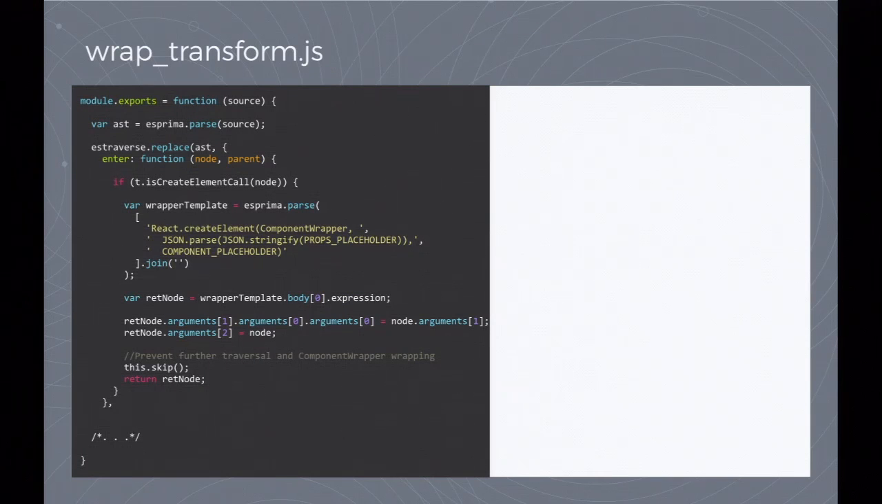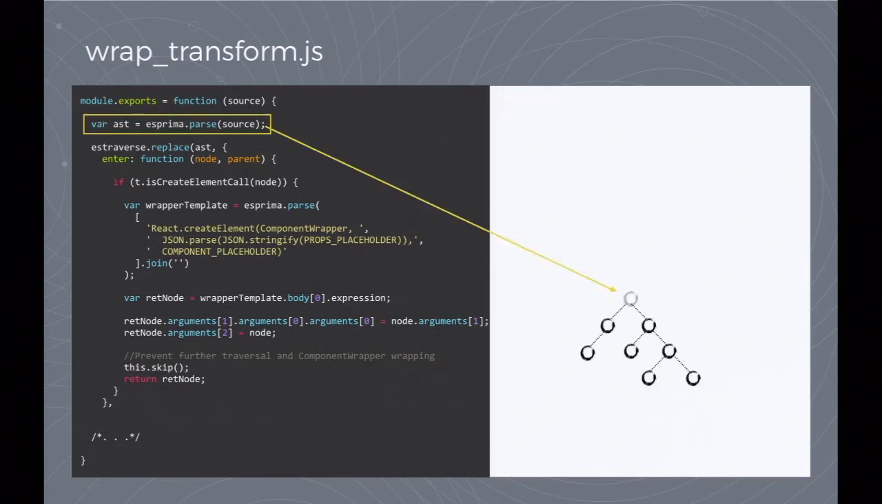So with these tools in hand, let's look at how we'd go about accomplishing our goal of actually transforming our code. This is an example of a module that would take source as input and wrap every single call to createElement with a component wrapper that we're using for instrumentation. The first step is that we parse that incoming source into an AST.